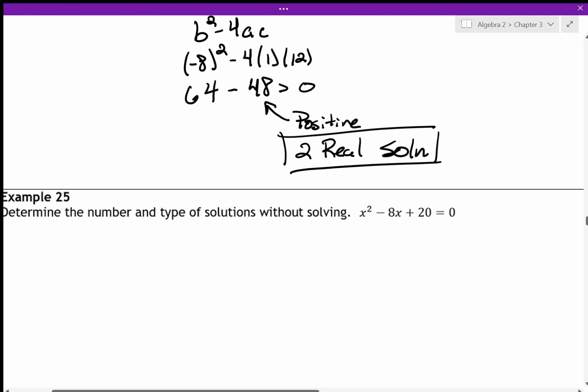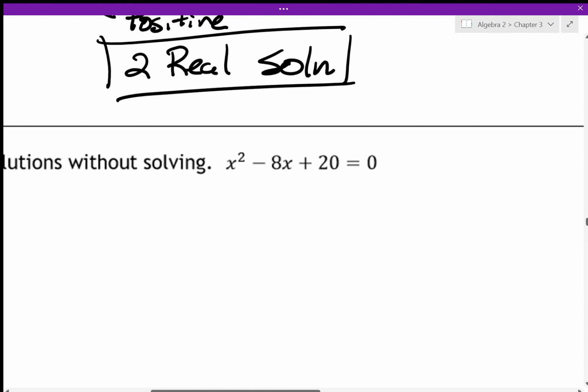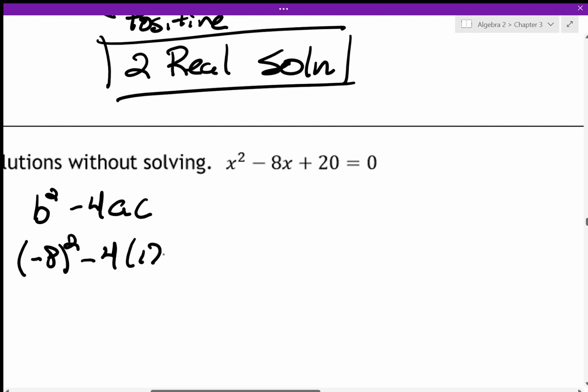Number 25, I'm thinking this is the 2 imaginary ones. Let's see. B squared minus 4ac is going to be negative 8 squared minus 4 times 1 times 20. That's 64 minus 80. There we go. That one's going to be the negative one.